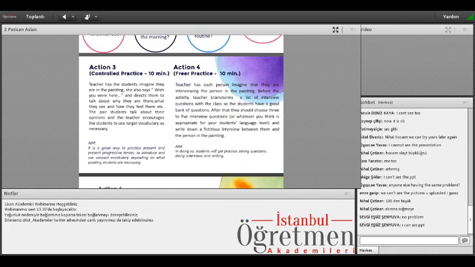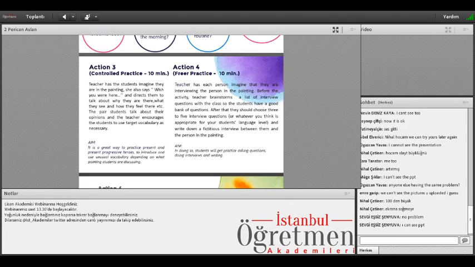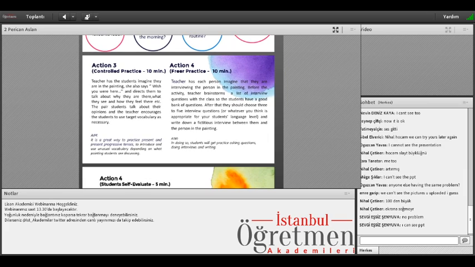Yes, let's go on. Next part, action 3. Teacher has the students imagine they are in the painting. She also says, wish you were here, and directs them to talk about why they are there, what they see, and how they feel there. The pair students talk about their opinions, and the teacher encourages the students to use target vocabulary as necessary.